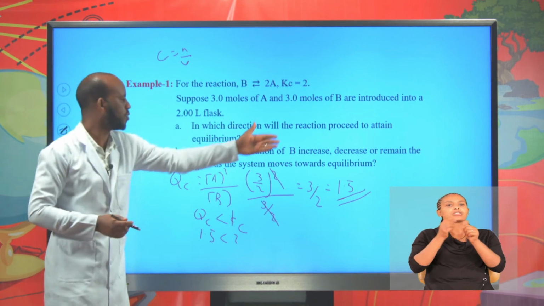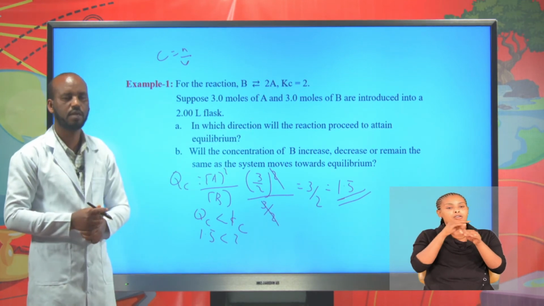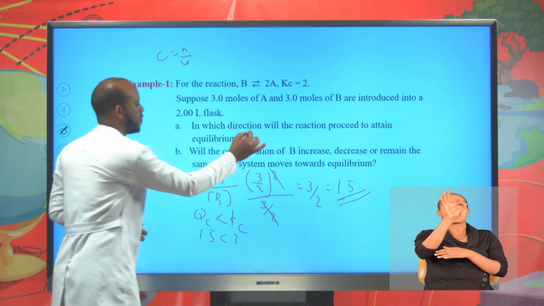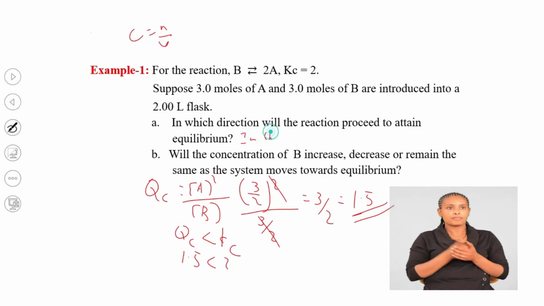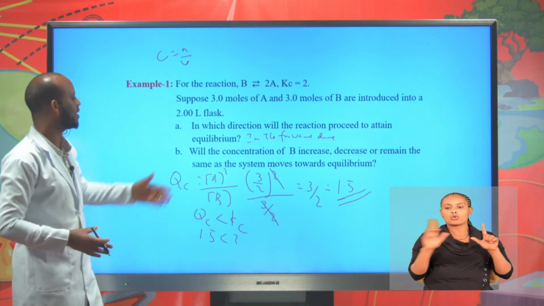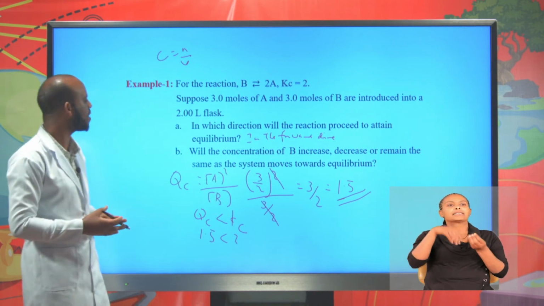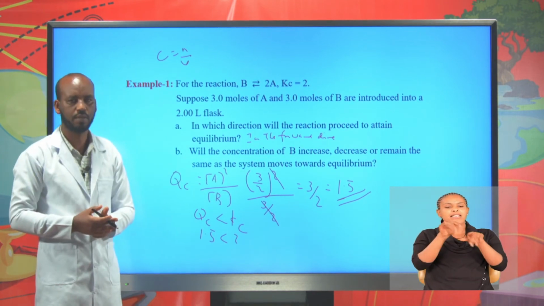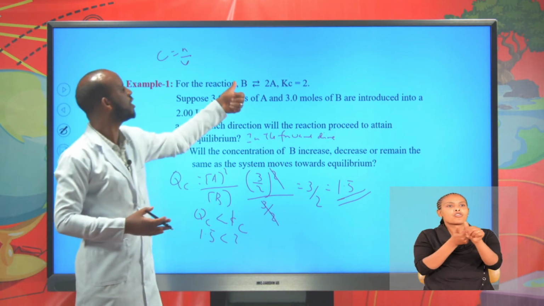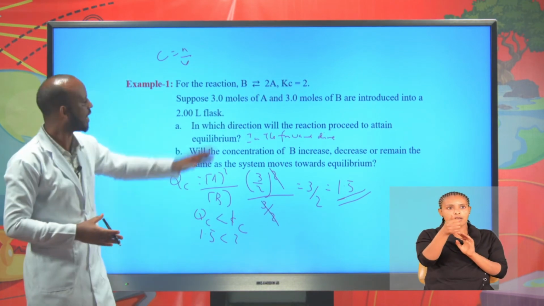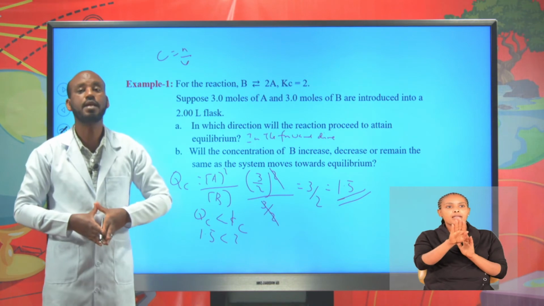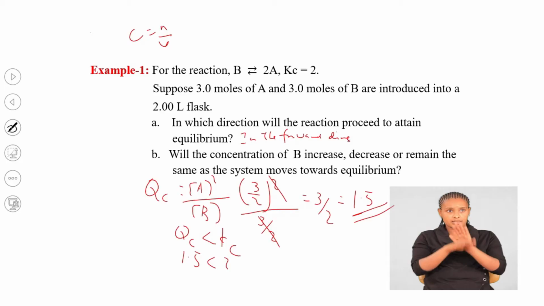In which direction will the reaction proceed to attain equilibrium? In the forward direction, or from left to right. Will the concentration of B increase, decrease, or remain the same? You see, the reaction proceeds from B to 2M. Therefore, the concentration of B decreased.